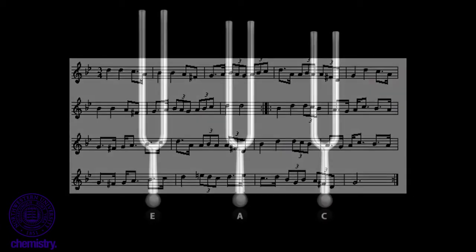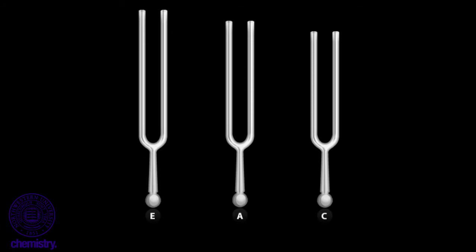Now, as an example of how this might work, let's for instance take 3 tuning forks here. Now I'm telling you that these 3 tuning forks are different notes, E, A, and C, and if we had these tuning forks, each one of these tuning forks would correspond to a very specific note, a very specific frequency or energy.